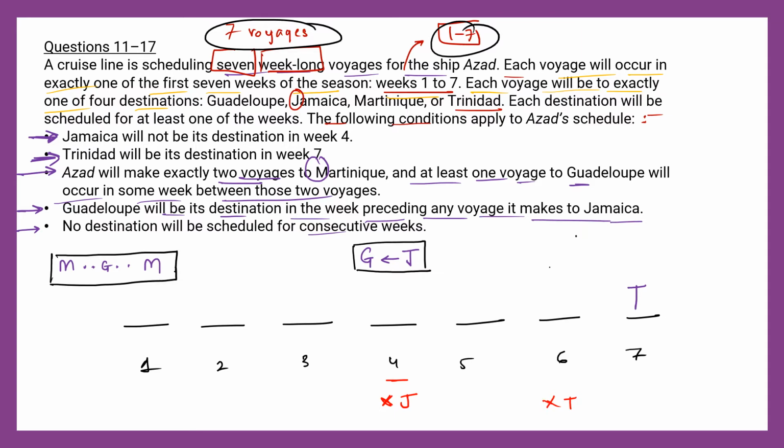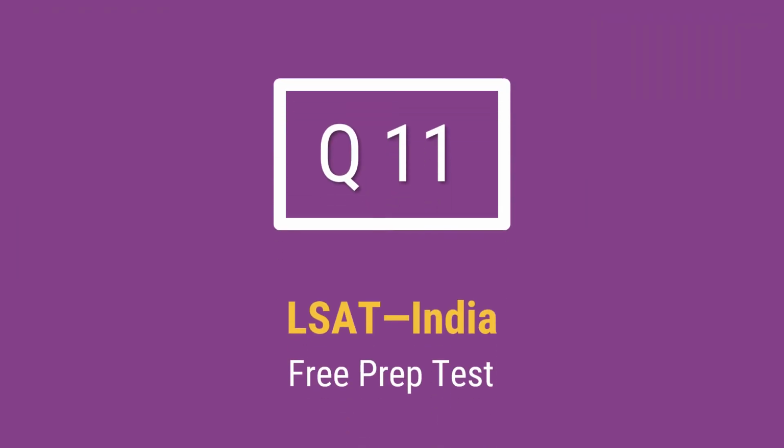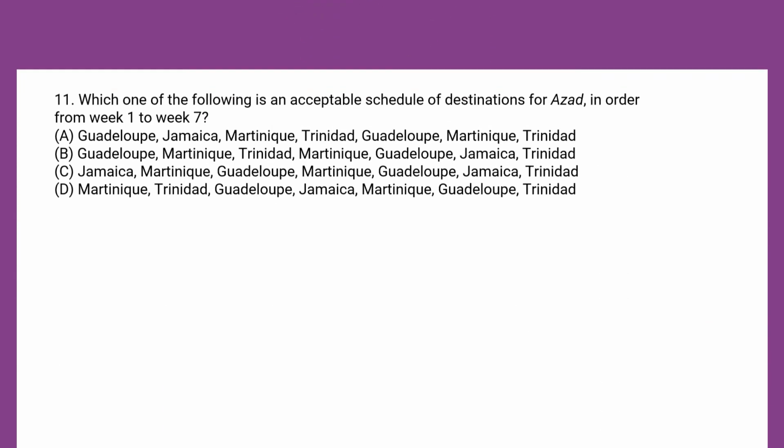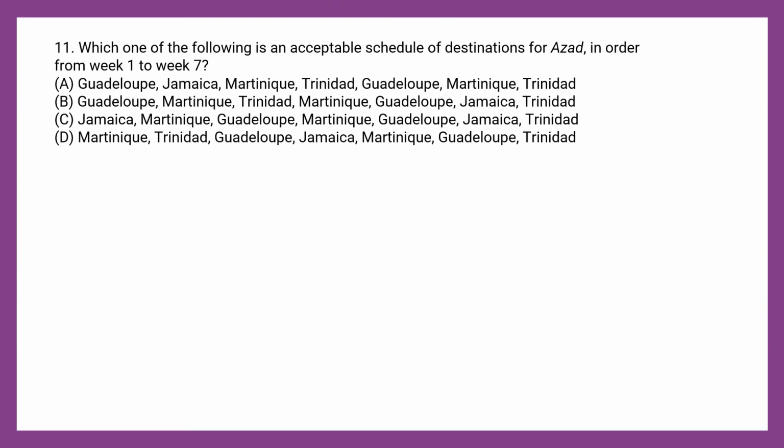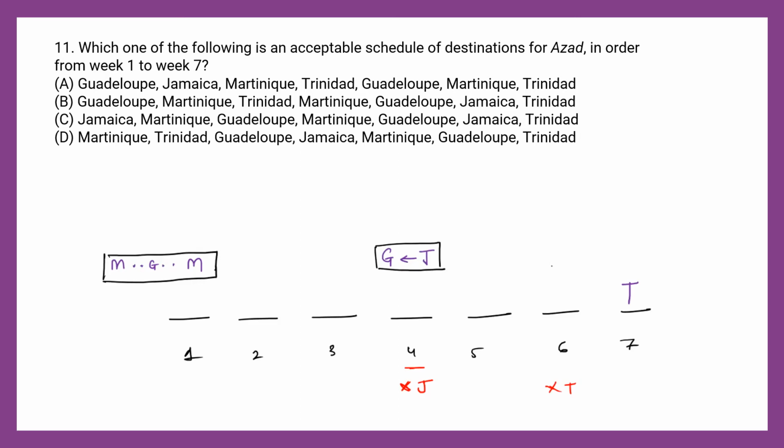Okay? So now we have the diagram. All of these rules have been put into a diagram. And now we can use this diagram to solve the questions one by one. The first question of the set, question number 11. Let's first get back the diagram and now read the question.